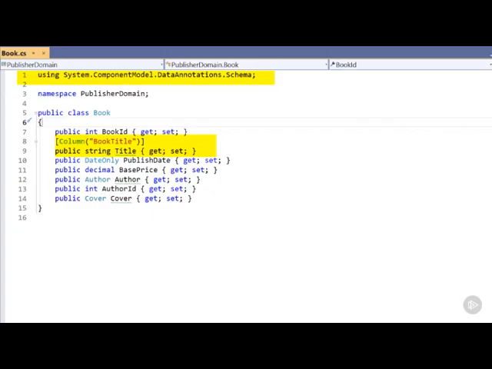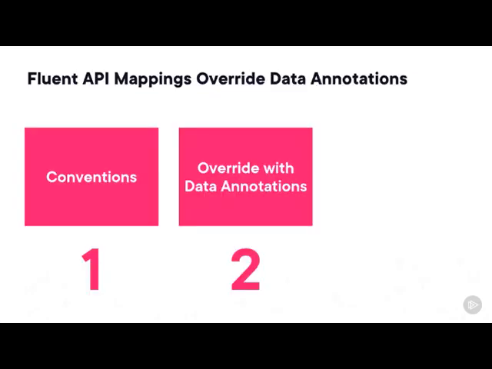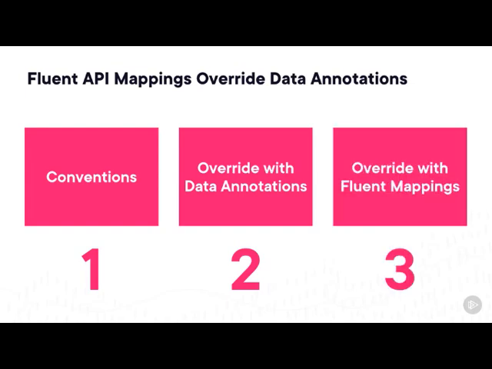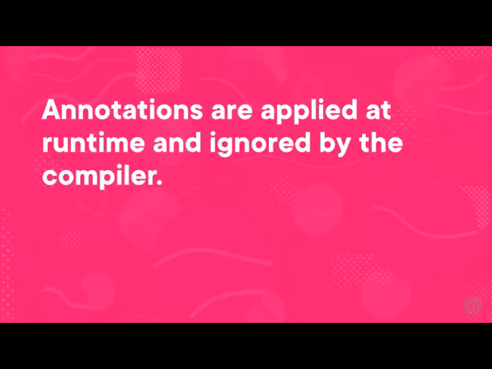Here I'm using the Column annotation to change the column name of the Title property to BookTitle. Data annotations are applied after EF Core infers its conventions, but before the Fluent API mappings are applied. If there are any redundant mappings, the Fluent API will override the data annotations. One last point about these annotations is that they're ignored by the compiler. Like the Fluent API, EF Core will read them for migrations and at runtime, but the compiler won't pay any attention to them outside of not having a proper reference for them or just misspelling them.